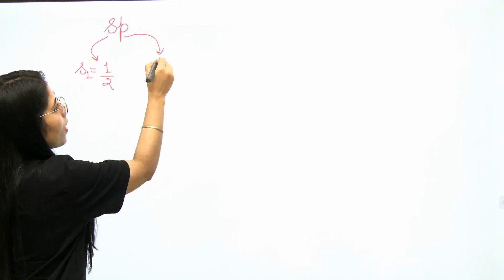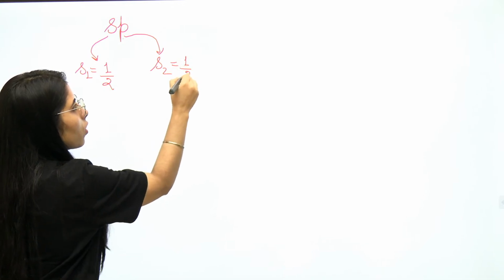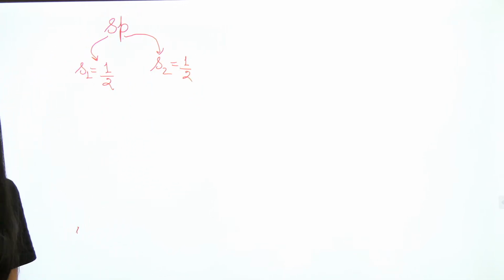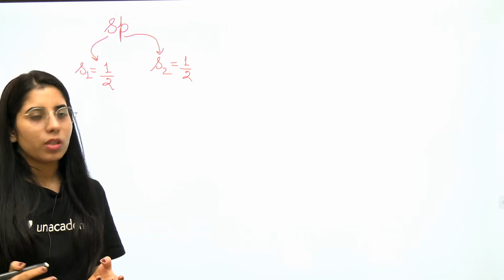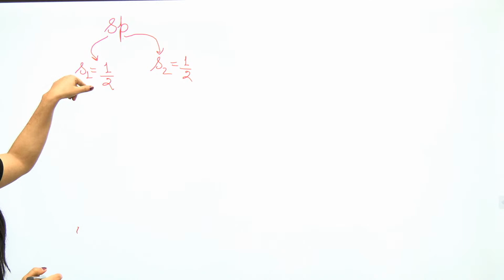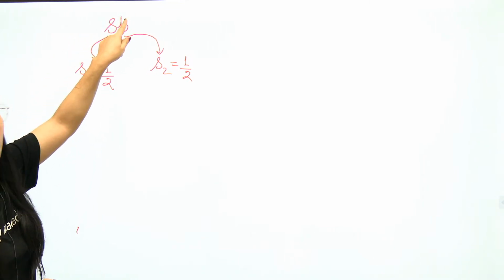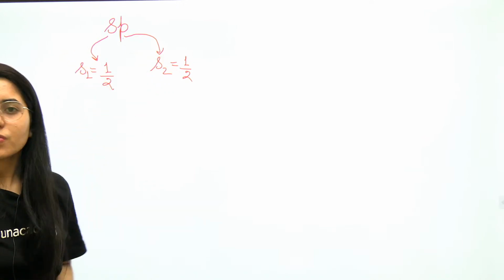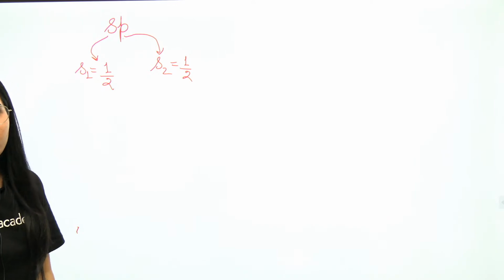What about this one, S2? That will be equal to half. Okay, again for 1 electron. An electron is generally going to have spin, we consider it half in general. So that's what I have written here. Spin for the 1 electron which is present here, half. Spin for the 1 electron which is present here, half. Clear? Now write the values of the orbital quantum number.